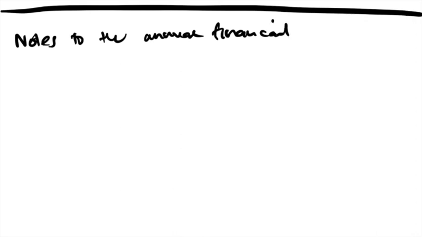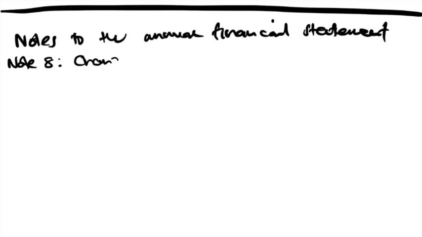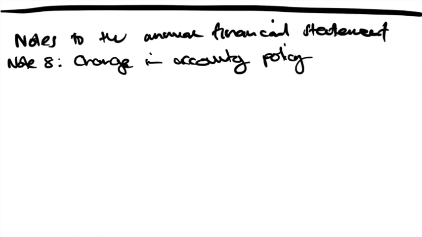Okay, first and foremost, we need to disclose the nature of the change in accounting policy. So what happened and why did it happen? Let's just start with notes to the annual financial statements. Let's call this note number 10. Oh, no, let's make it note number 8 because of IAS 8. And we'll say change in accounting policy. So we've got to tell the users the nature of the change.